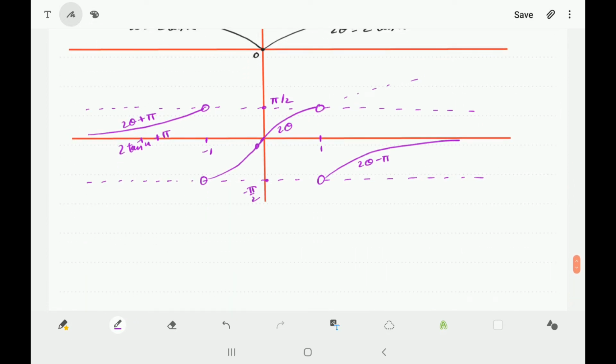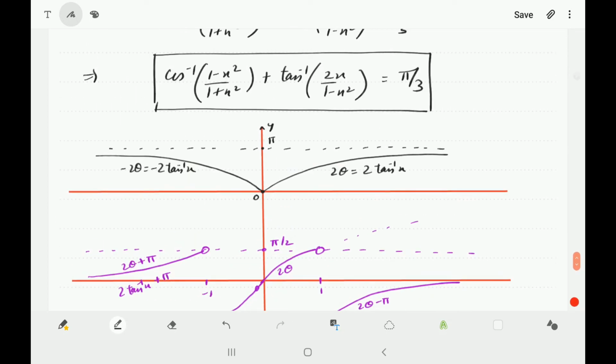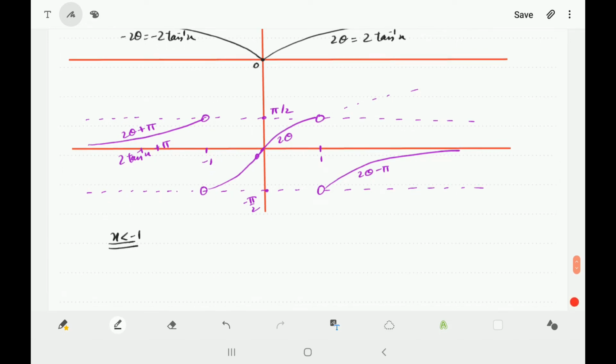Okay, so we have to now add these two functions. So I'll just be adding these two in the intervals. For x less than minus 1, if you see, the equation was equal to pi by 3 also. Okay, so once you add, you will write on the left hand side minus 2 theta plus 2 theta plus pi. This should be equal to pi by 3.